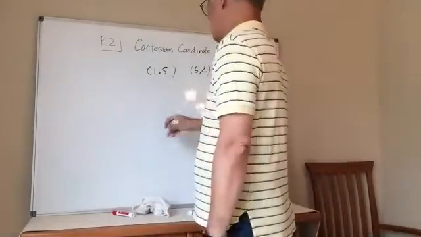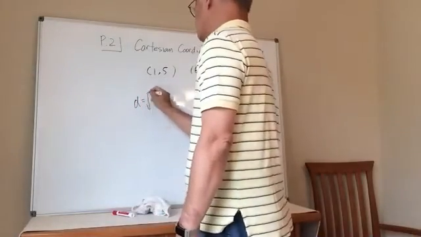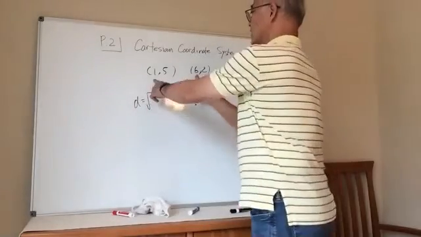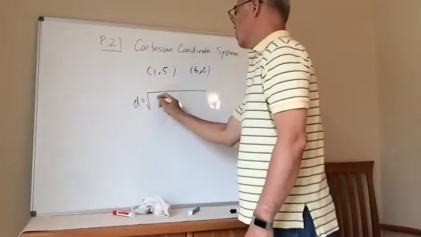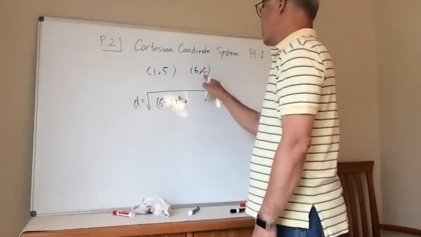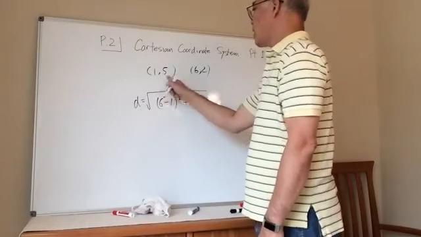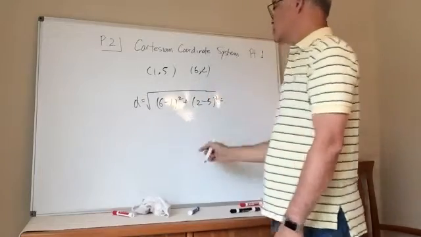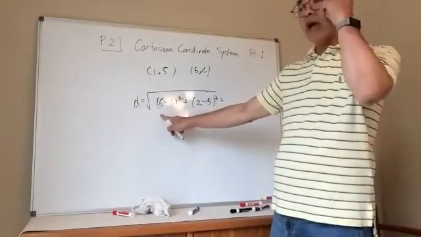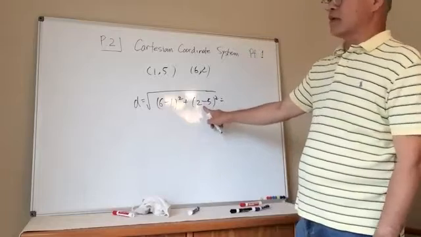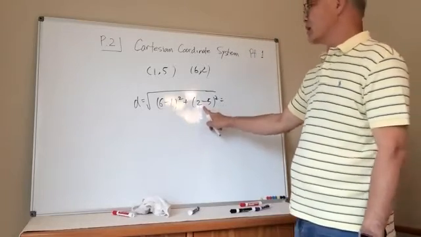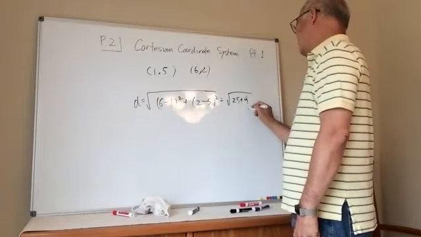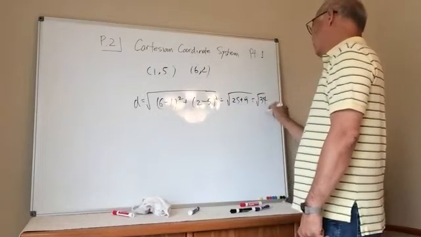So I'm going to get D is equal to the square root of x2 minus x1 squared plus y2 minus y1 squared, which is equal to, this is 5 squared, which is 25. This is -3. -3 times -3 is 9. So I had 25 and I had 9, square root of 34.